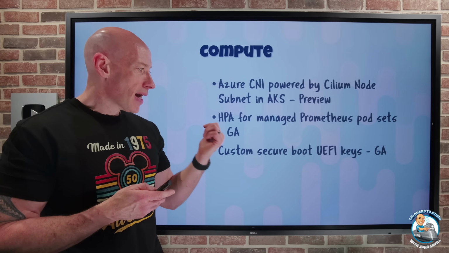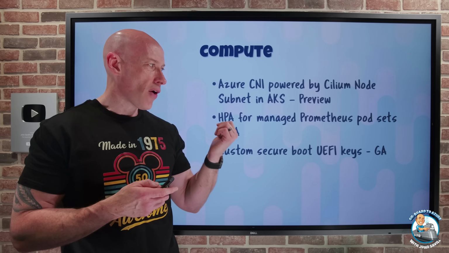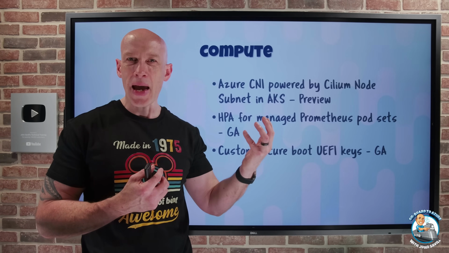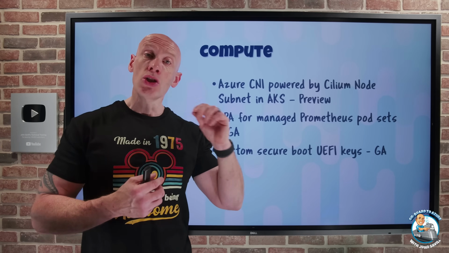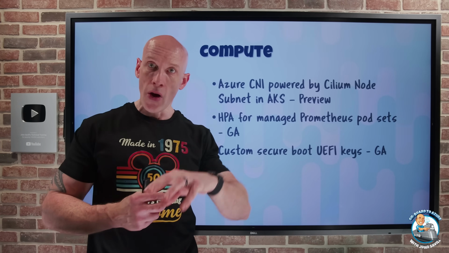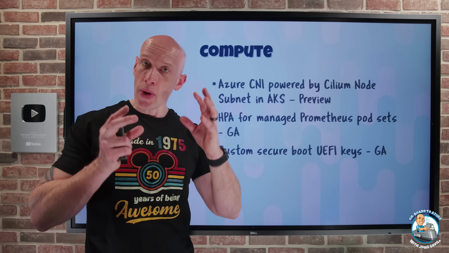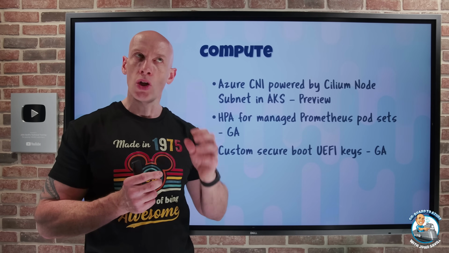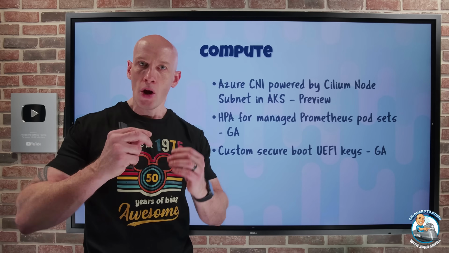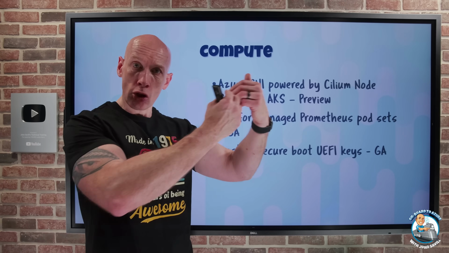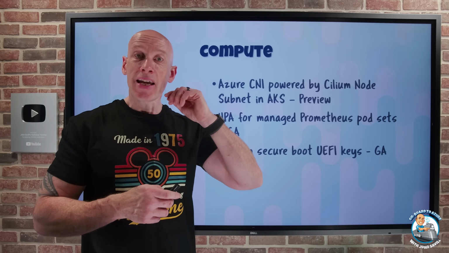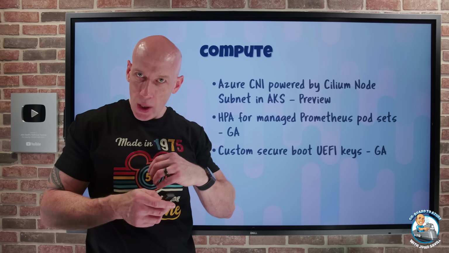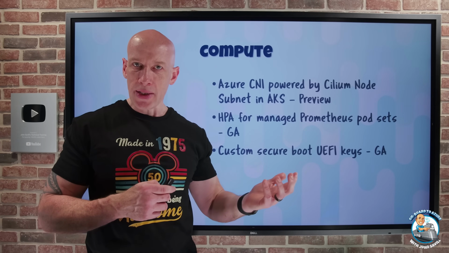I now can use custom secure boot UEFI keys for my trusted VMs. Now, these are generation 2 virtual machines. It means they use UEFI instead of BIOS. And because it's UEFI, I get virtual TPM. Virtual TPM means I can do things like secure boot. So that attestation from the hardware all the way through to the OS. And that gives me protection from bootkits, rootkits, things trying to get in between that hardware and the operating system.